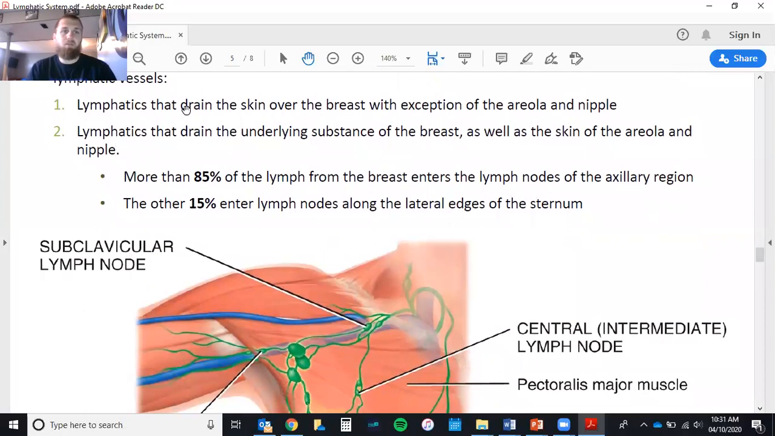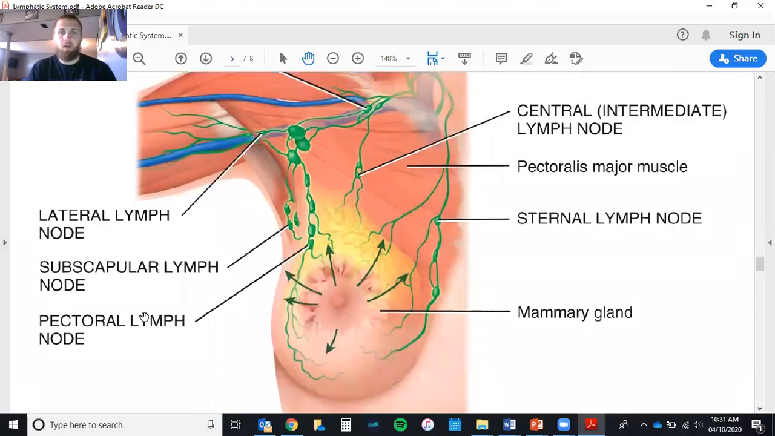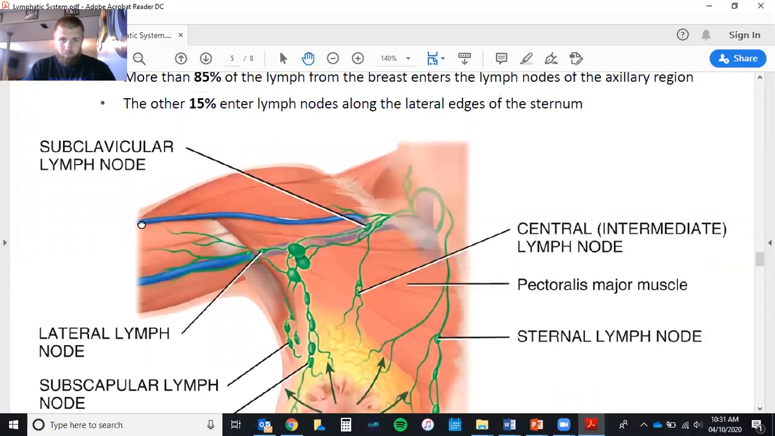There are lymphatics that drain the skin over the breast, with the exception of the areola and nipple. And then there's lymphatics that drain the underlying substance of the breast as well as the skin of the areola and nipple. Now here in our illustration, we're showing where that lymph flows, two major routes. There's a smaller third one, but for the most part, they either drain close to the sternum, which would be right here, or more towards the armpit. Okay? And we can see there are lymph nodes shown throughout.